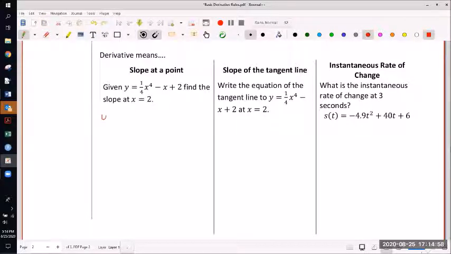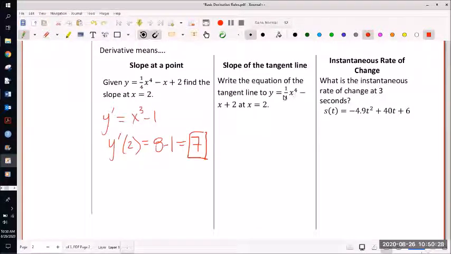So first I'm going to find y prime, which is going to be 4 times 1/4 is 1. So x cubed minus 1. And then I'm going to evaluate that at 2 to get 8 minus 1, or 7. And 7 is the slope at that point.